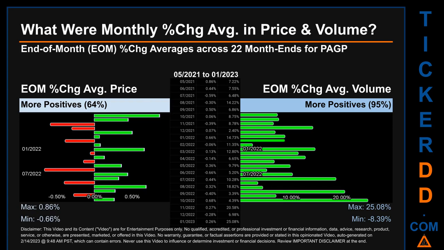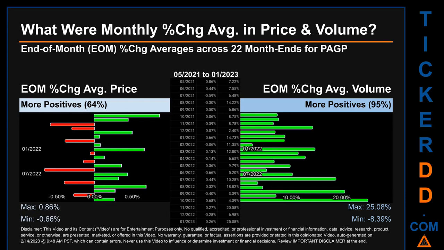From 05/2021 to 01/2023, 14 out of 22 month ends had a positive percentage change in average price. That is 64% of month ends saw a positive percentage change in average price. In terms of volume, 21 out of 22 month ends had a positive percentage change. That is 95% of month ends saw a positive percentage change in average volume.